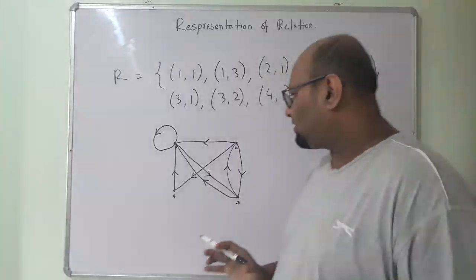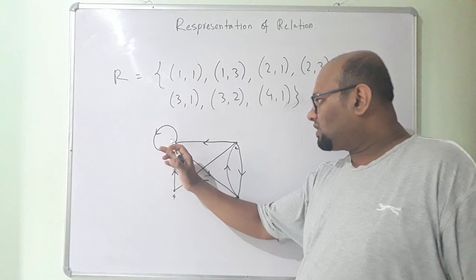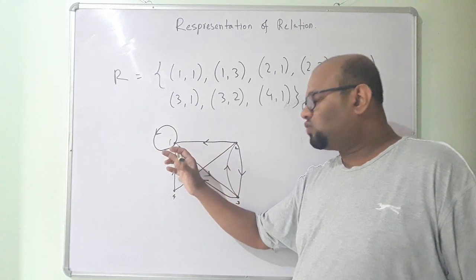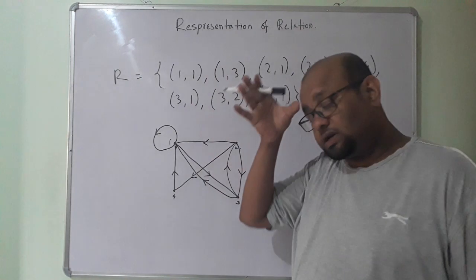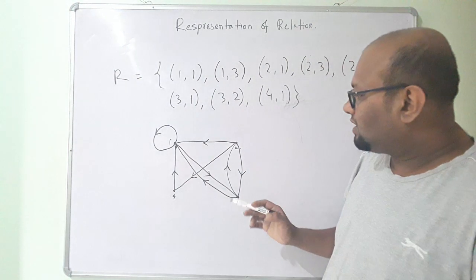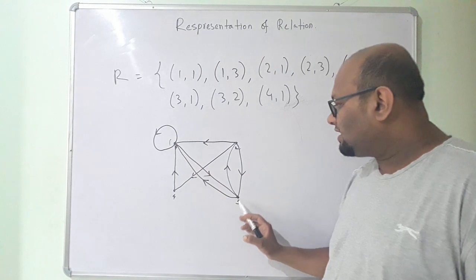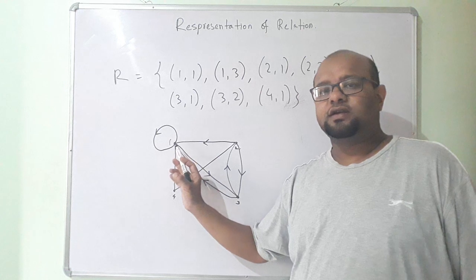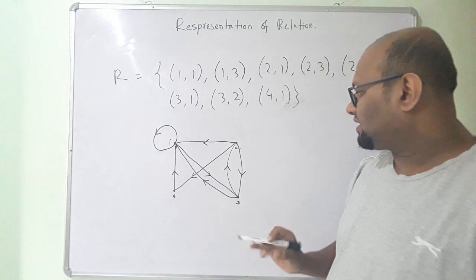Is it symmetric? I have this edge 2 1 over here, but 1 2 is not here. So this is not symmetric. Is this antisymmetric? I have 1 3 and 3 1, both of them are here, but 1 is not equal to 3, right? So this is not antisymmetric.